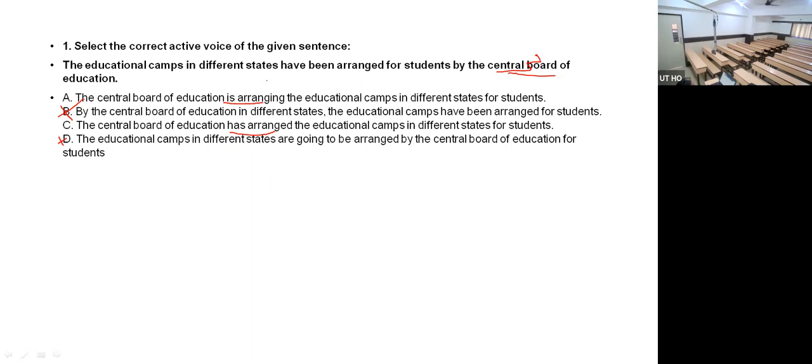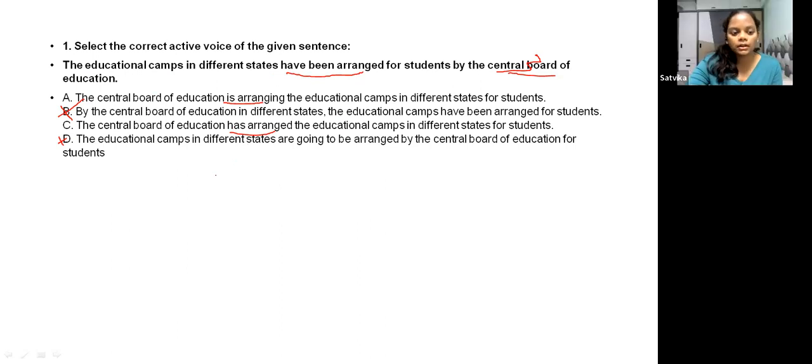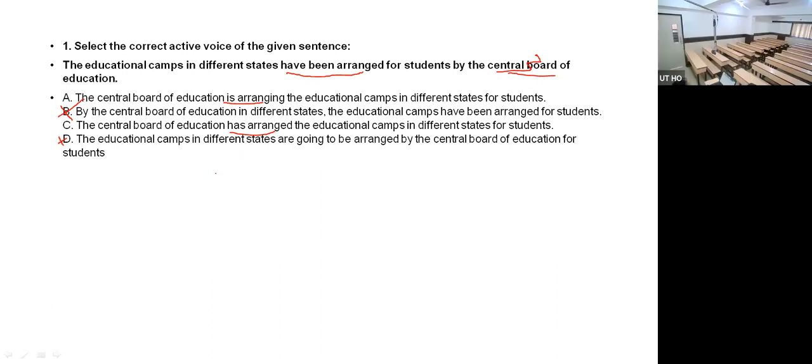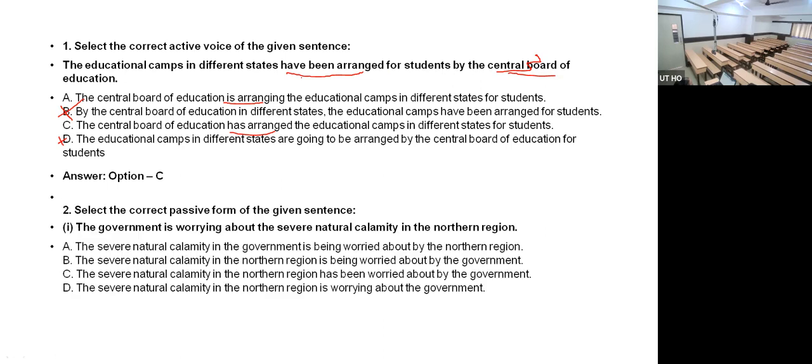Right? Now you go back to the given sentence. The education camps in different states have been arranged. So would you say "is arranging" or "has arranged"? Has arranged. Right? So the verb in your answer should match what is given to you. You can't go with a different verb, right? Okay, let's look at this one.